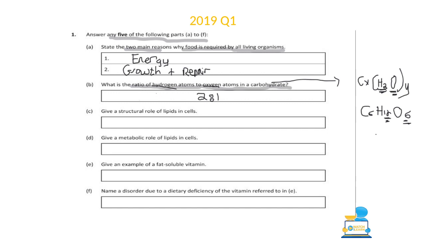Our next question is looking now for a structural role of lipids in cells. So within the cell, we want to give a structural role of lipids. What you would have learned right back looking at cell structure and also within food is that the lipid is responsible for forming part of the cell membrane. And that's your structural role for lipids. So it forms part of the cell membrane.